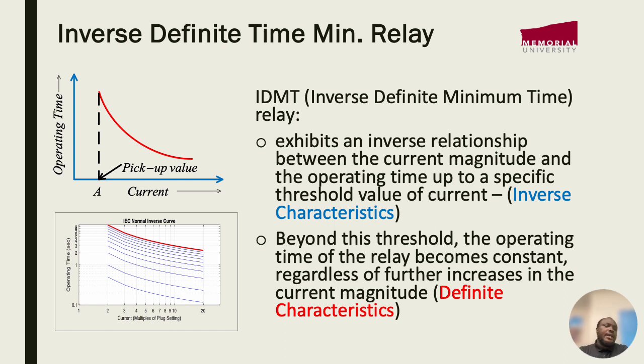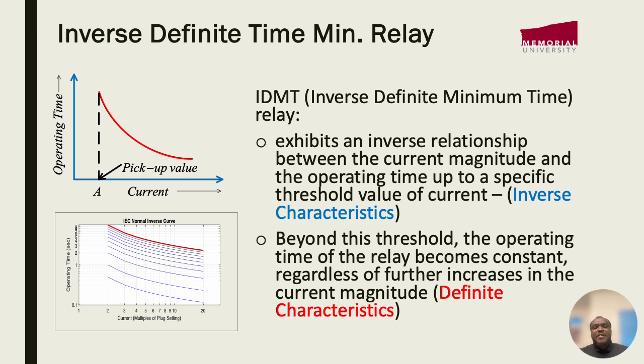Now, talking of the inverse definite time relay, like I said in the introduction, power systems are becoming complex and larger, and as we are tying in renewable sources of power, the system is bound to fluctuations. In doing so, this IDMT relay usually has two distinct characteristics.